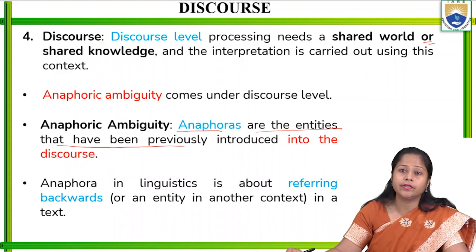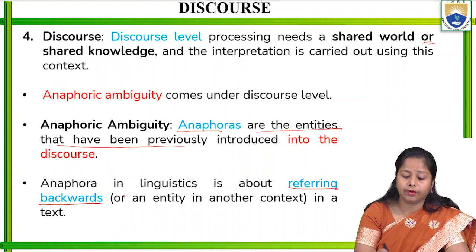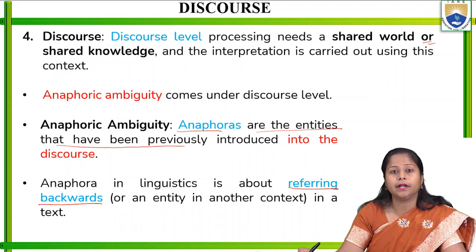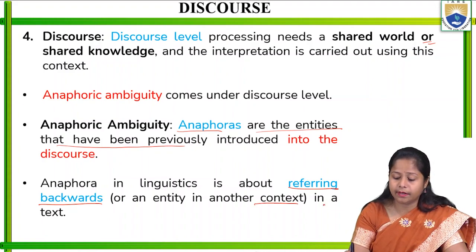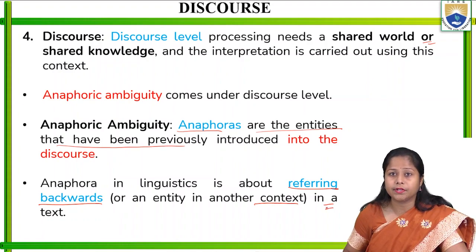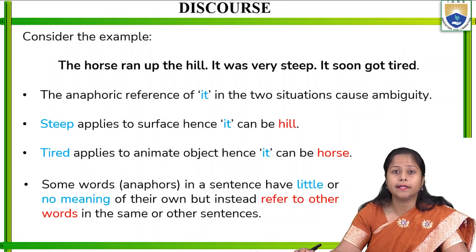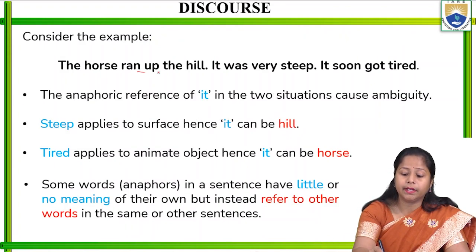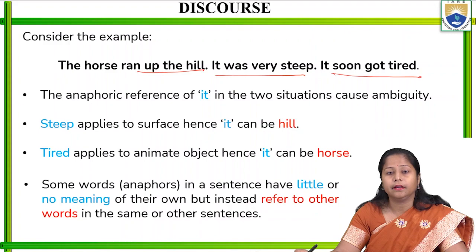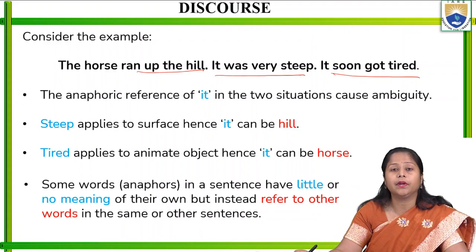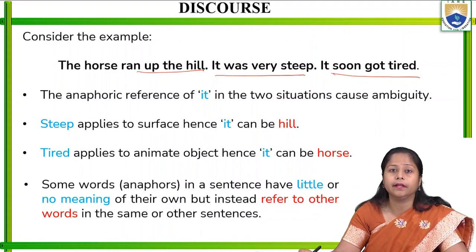So anaphora in linguistics is about referring backwards, right? It has already been written, and again we have to give the reference to that particular word, or we can say an entity in another context in a text. So that is a discourse type of ambiguity, anaphoric ambiguity, right? Consider an example. The horse ran up the hill and it was very steep. It soon got tired. So these three sentences are giving references that are interrelated with each other.